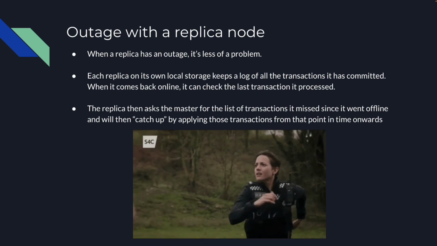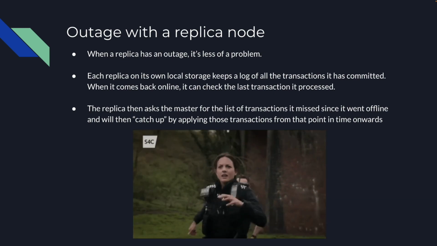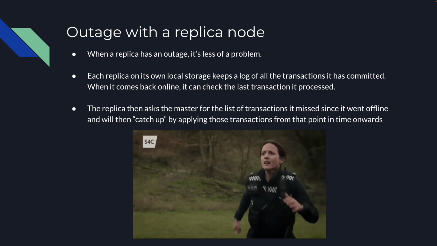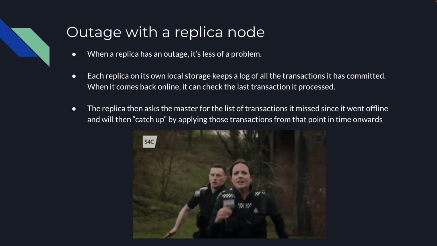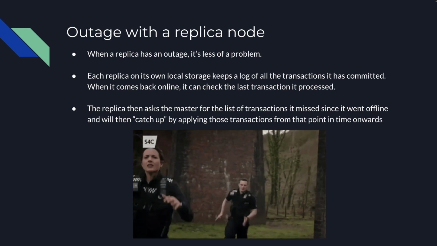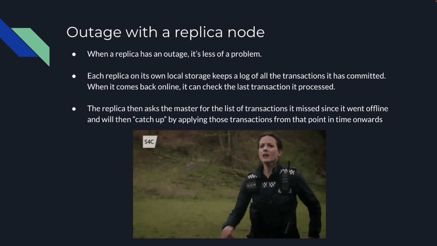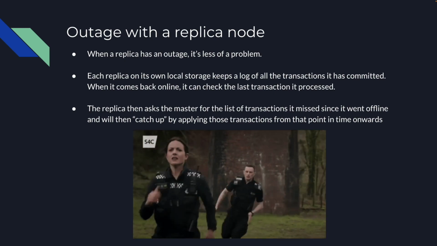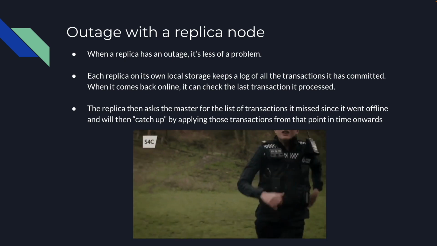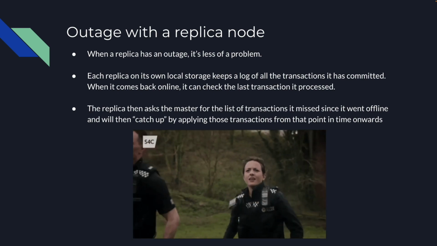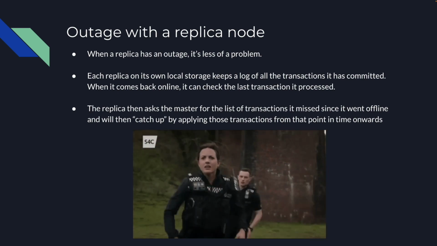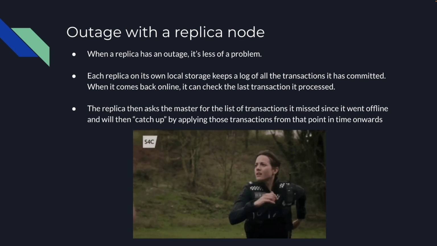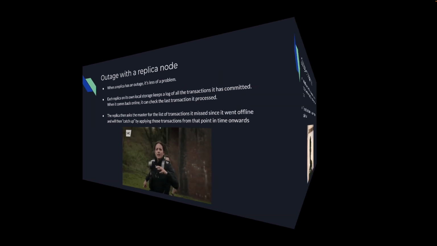Each replica on its own local storage is going to be keeping a log of all the transactions it's committed. When it comes back online, it can check what the last transaction it processed was. The replica will then ask the master for the list of transactions it's missed since it went offline, get those transactions, and catch up by applying them to its own local database, and thus it's going to catch up to the master and can now start serving read requests again. So that's how you handle an outage with a replica node in general.